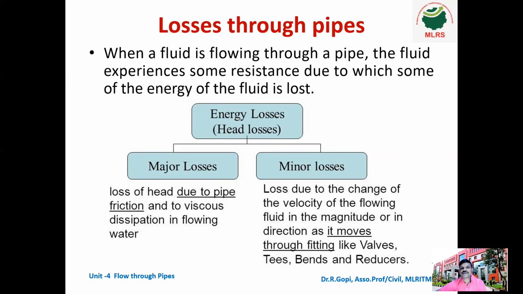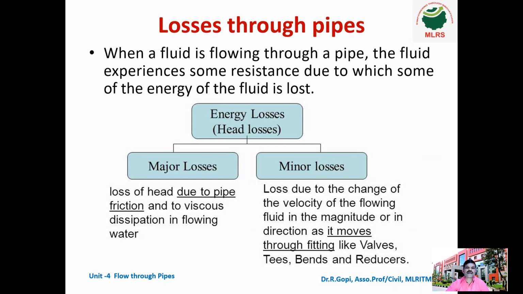There are different losses. What is meant by losses? Suppose at the starting place, your water is discharged at 5 meter cube per second. But on the other side, we didn't get 5 meter cube per second. We get only 4.8 meter cube per second. So what happened to that balance 0.2 meter cube per second? That is the losses.